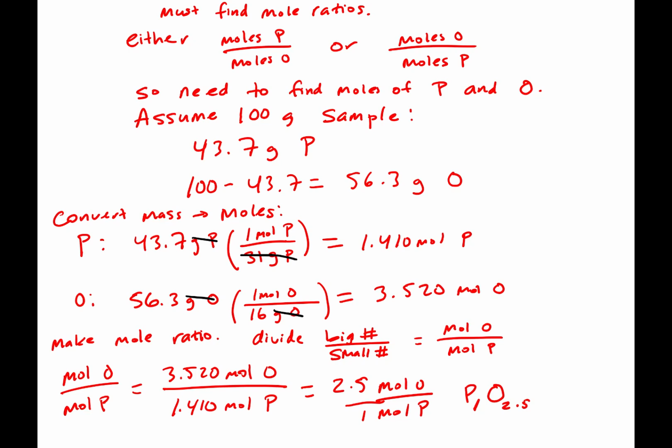So how do we turn this into a whole number? Well, you can multiply everything through by 2, right? That would convert 2.5 into a whole number. So now we convert to whole numbers. Multiply everything through by 2. So that's going to be P2O. 2.5 times 2 is 5. P2O5 is the empirical formula. That's the simplest whole number ratio of moles that you have in this compound. And there we have it.